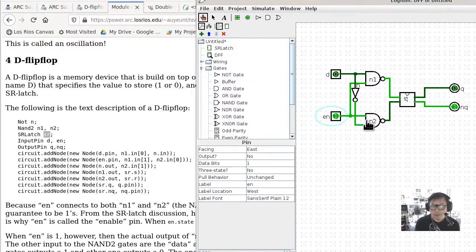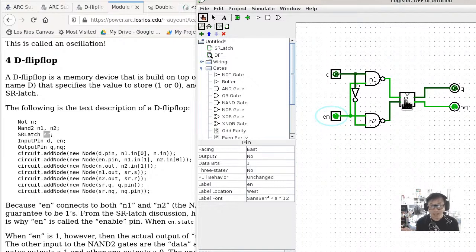However, with N2, it's a little bit different because if I switch En from a 1 to a 0, then N2 will once again have at least one of its inputs being a 0, which means its output is going to be a 1. So the SR latch will now see both the S and the R pins to be 1s.